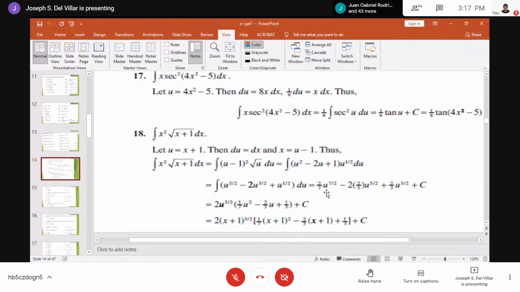So dito na lang, pwede na kayo dito mag-final answer na 2/7 times x plus 1 raised to the 7 halves minus 4/5 times the quantity x plus 1 raised to the 5 halves plus 2/3 times the quantity x plus 1 raised to the 3 halves plus c. Okay? So dito na lang, wag nyo lang i-factor kasi mas lalong nag-complicate kasi pag fina-factor.